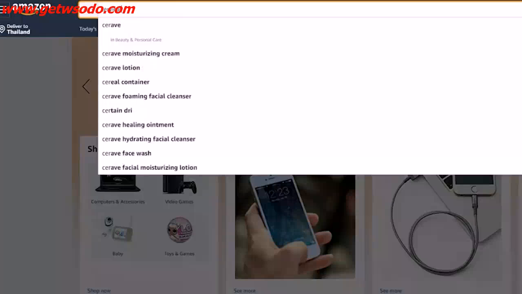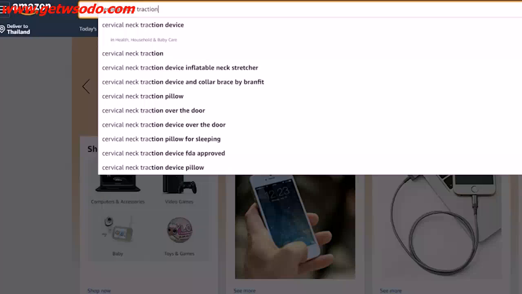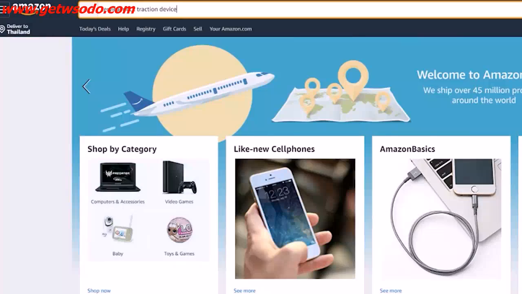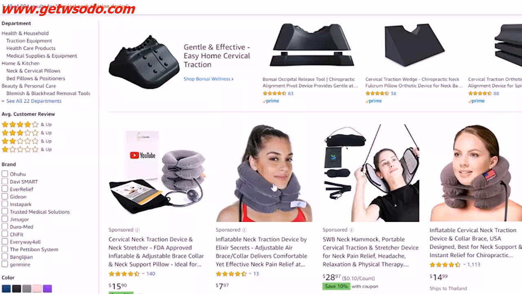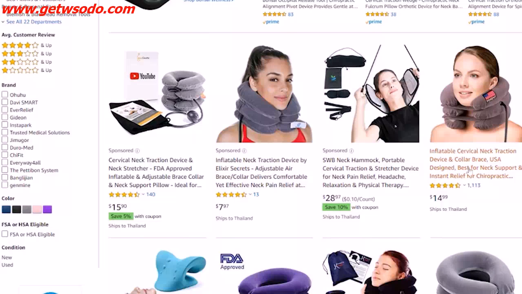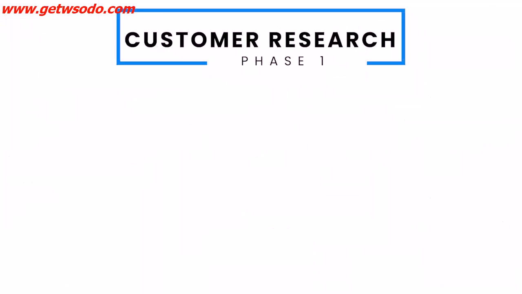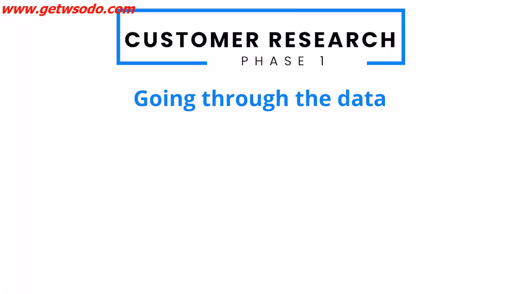In this case, the neck device was easy to find using some keywords to describe its purpose. By looking up cervical neck traction device, I was able to find a bunch of different listings. After finding a few listings for your product, it's time to go ahead and start sifting through the data and find the 4 key points outlined earlier.